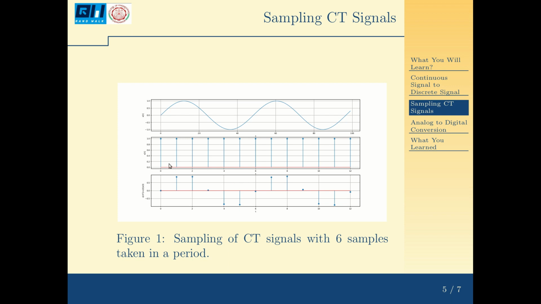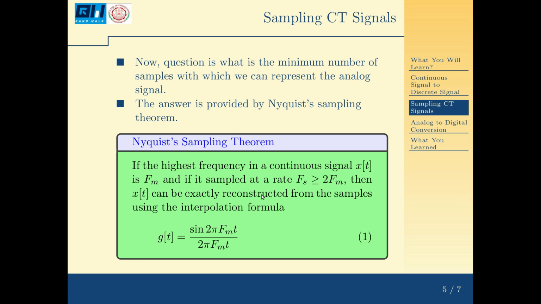Here you can see that the spacing, or Ts, is greater. The sampling interval is more, so I get a fewer number of samples. Here I take 6 samples out of a period. Now the question is, what is the minimum number of samples? The fewer the samples, the better it is for me.